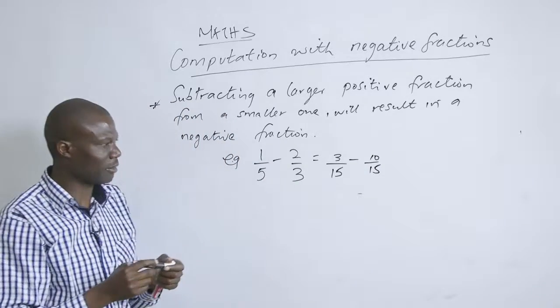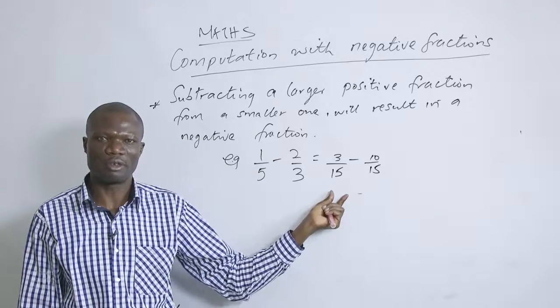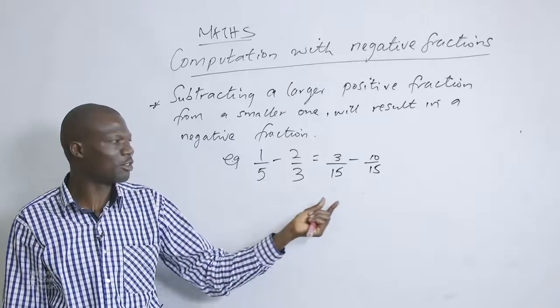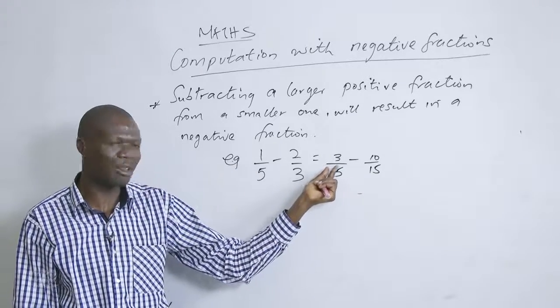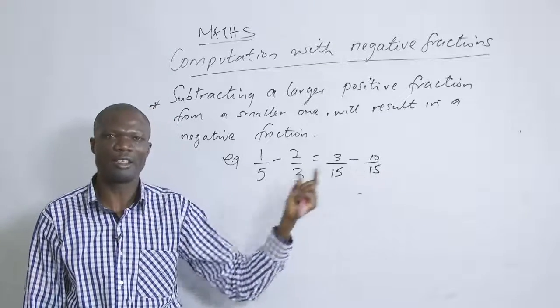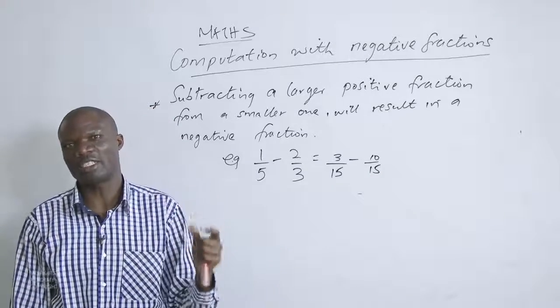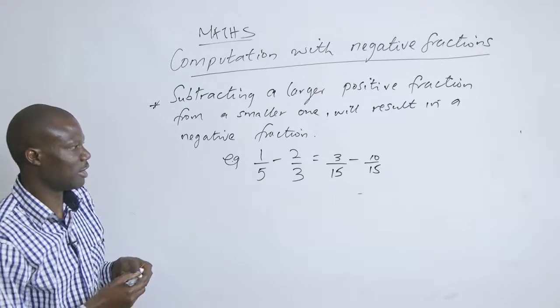So you can now see a fifth is equivalent to 3 over 15. 2 over 3 is equivalent to 10 over 15. Definitely here we are seeing 3 minus 10. It's a smaller fraction subtracting a larger fraction. And that's why we are saying in such a case it will result to a negative integer.